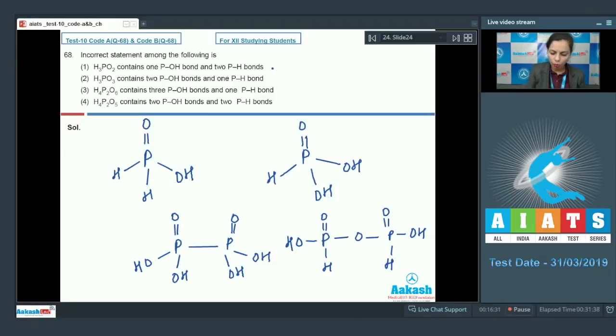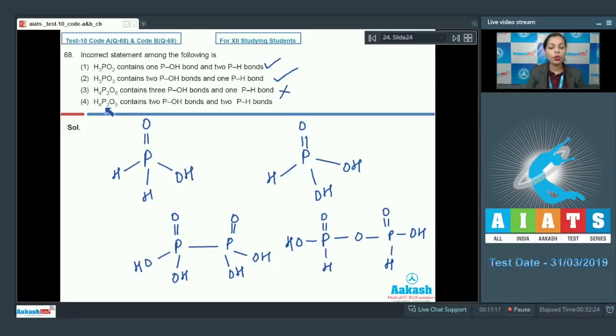Yes, it means option 1 is showing the correct statement, but you need to find out the incorrect statement among the following. So next is H3PO3. Another structure we have, H3PO3, you can clearly see, and in this case 2 POH bonds are present and 1 PH bond is there. It means this is also a statement that's correct. Further, H4P2O6. We have the structure of this H4P2O6 here, and in this structure there are 3 POH bonds. Just have a look. POH bonds? No, there are 4 POH bonds. As well as if I talk about PH bonds, there is no PH bond. It means this is the statement which is incorrectly given here.